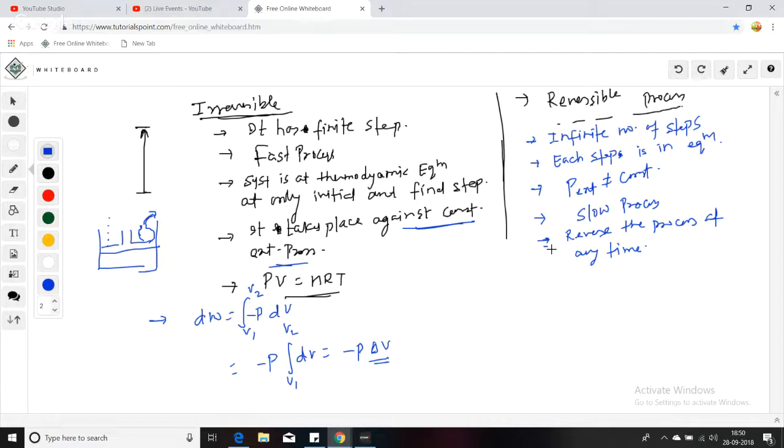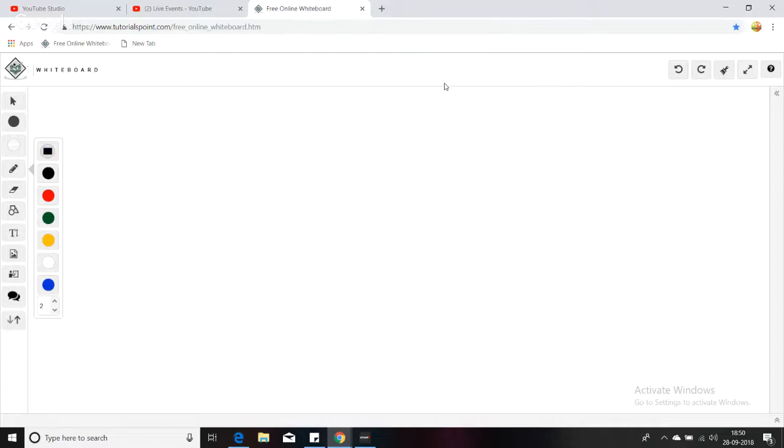Original position will be restored. Okay, now if I try to make you understand these two things with the help of a graph, you see we are drawing only one graph. I'll make you understand in this.